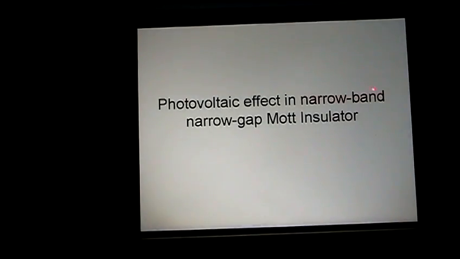So if you choose a narrow gap Mott insulator, I'm going to work this out for both cases: narrow band and wide band, both with a narrow gap. But the narrow gap is crucial. In the abstract, I was only discussing narrow gap and narrow band, but this has since been generalized to also the case of wide band. So I'm going to discuss here two cases: narrow band and wide band.